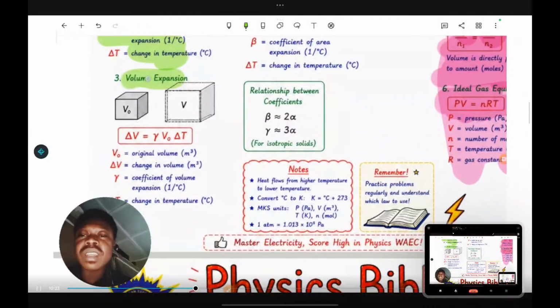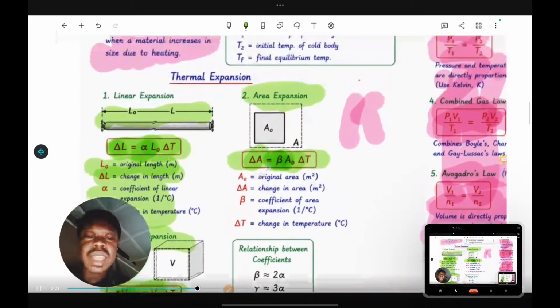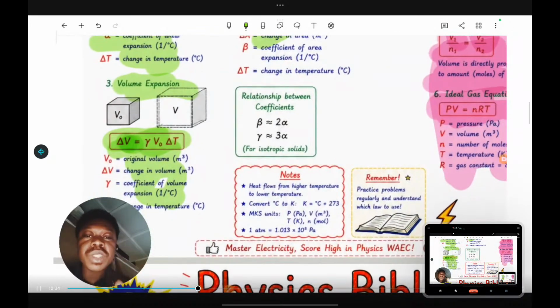Then for cubic expansivity, which is volume, we have V and gamma being introduced into the formula, but the formula takes the same shape. You can see them here. So the relationship between the coefficients: beta is 2 alpha. Once you are given alpha, you can use the value of alpha to find beta by multiplying it by 2. Then for gamma, if you still have alpha, you can multiply alpha by 3 to obtain gamma.